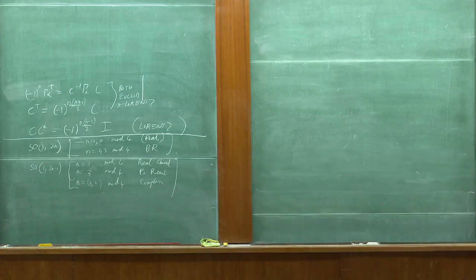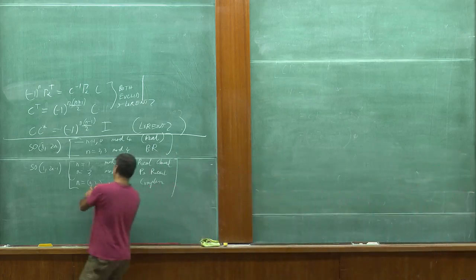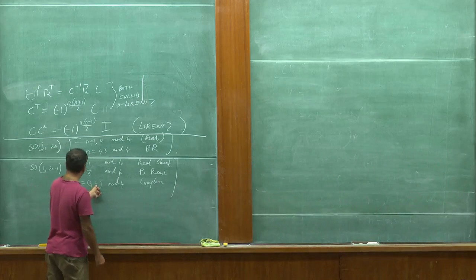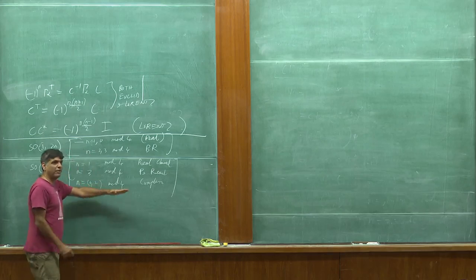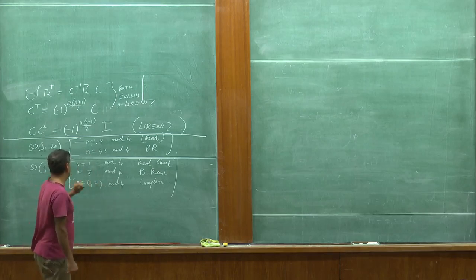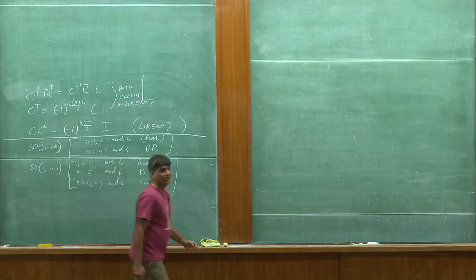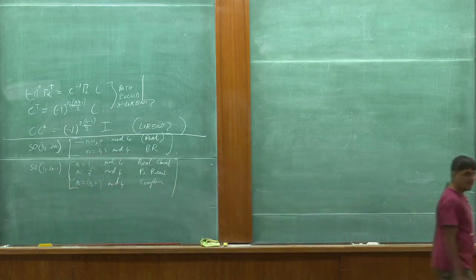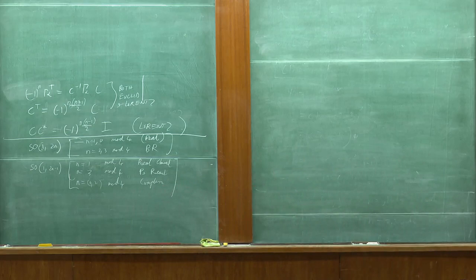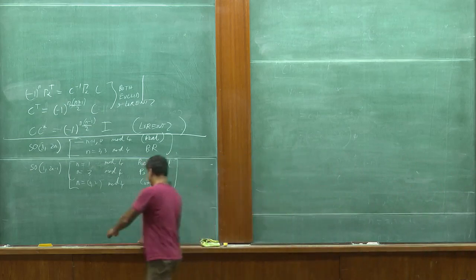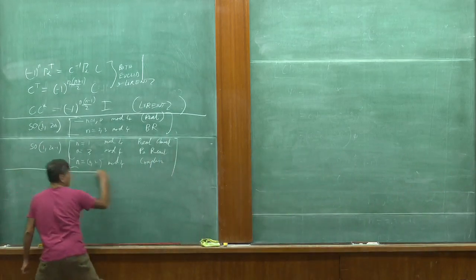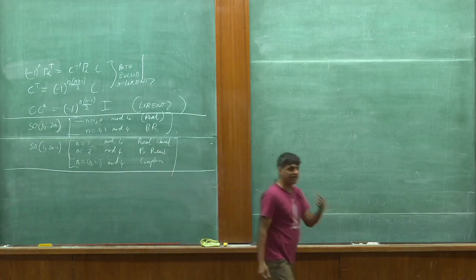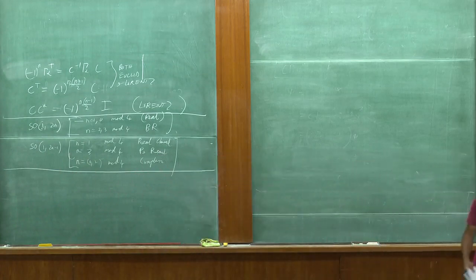In 4 and 8 dimensions, we have complex spinors. And in 6 dimensions, we have pseudo-real spinors. Okay? Fine. So at the end of the last class, we had started writing down various supersymmetry algebras. So let's complete that in this class.